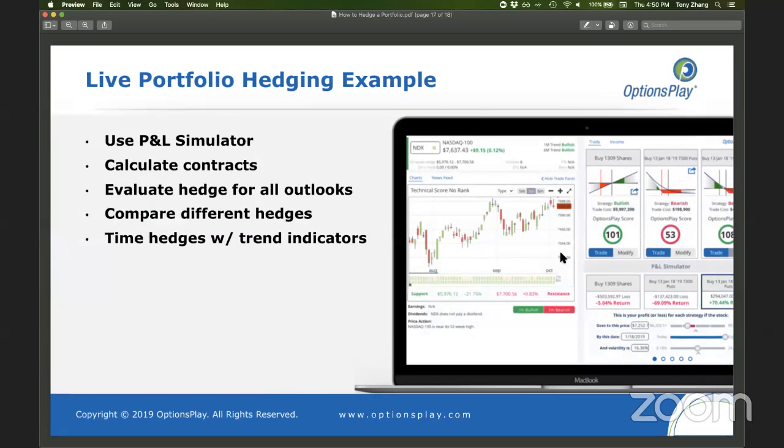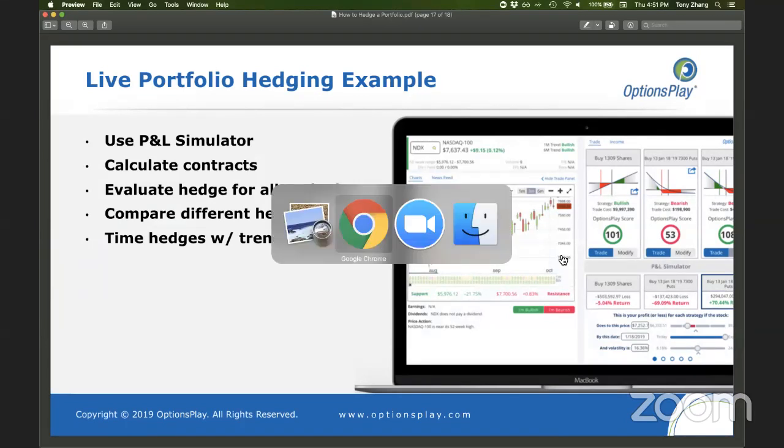So lastly, let's go ahead and use our live portfolio hedging using options play. We're going to use the P&L simulator. I want to show you how to calculate the number of contracts, show you how to evaluate the hedge for all different types of outlook on the market, help you compare the two different hedges, and then lastly, show you a little bit about timing the hedges with the trend indicators that we have.